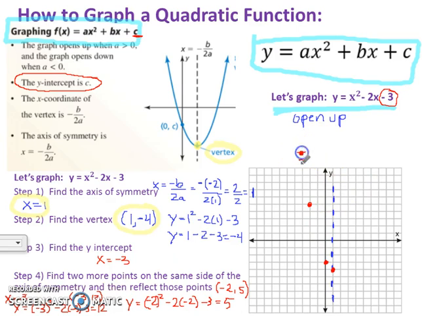It's over here. Now I can reflect all my points. This point here is 1, 2, 3 away from my axis of symmetry. Same with this one. I can reflect that point. I can also reflect this point down here. And then I can draw in my graph.